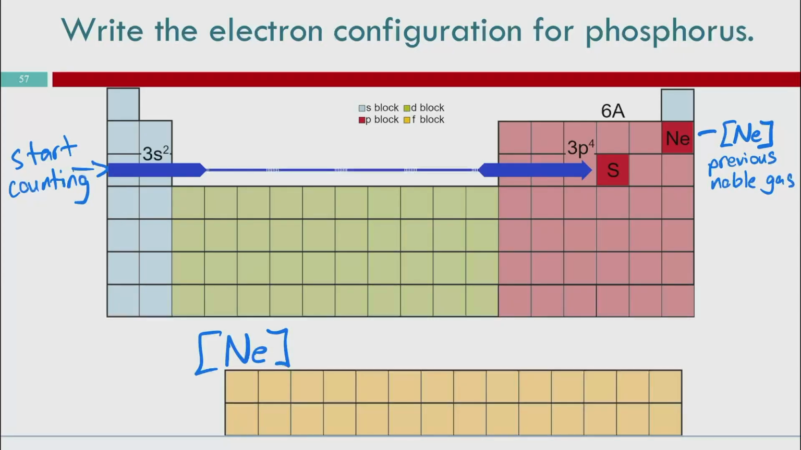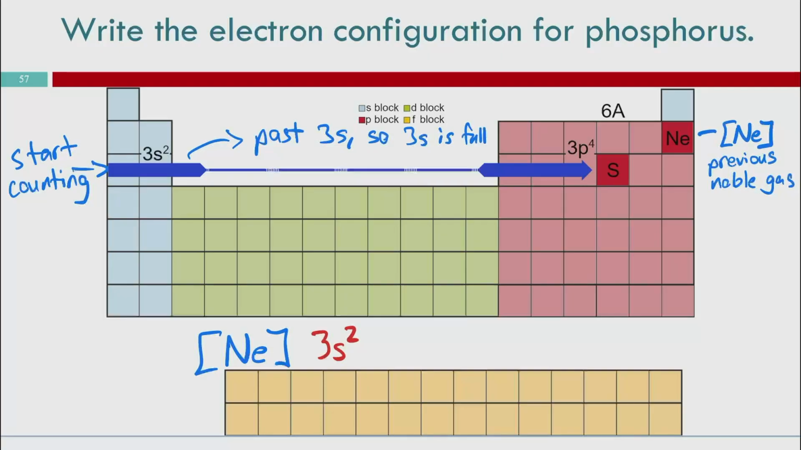And we'll start counting across each element at a time. So we start off, we're in our first spot of our 3s, we're in our second spot of our 3s. That means we've got 2 electrons in 3s. We're past 3s. So 3s is full, and that means 3s2. We skip over our D block, and now we're in the P block.